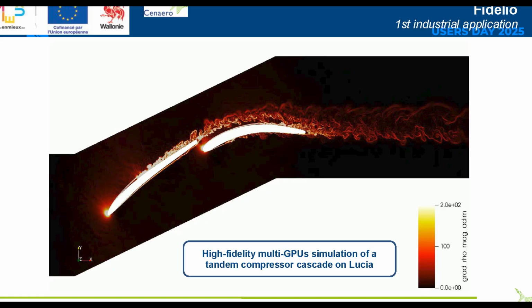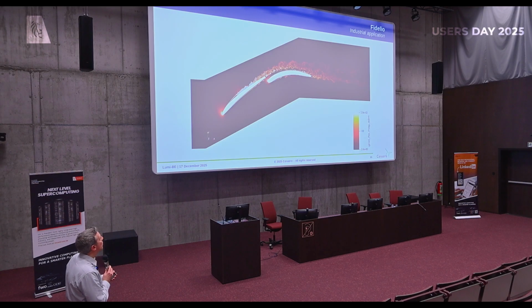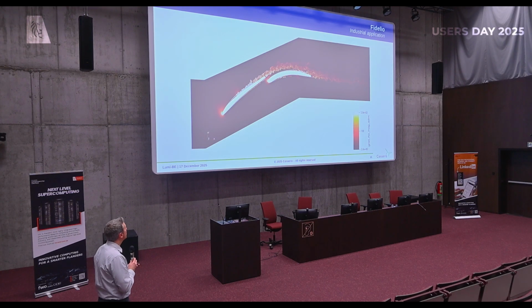I can't resist showing another nice picture, a nice movie that we've been able to generate. This is the first industrial application of our CFD code Fidelio, where we study a compressor blade. This is a blade that you encounter in turbomachinery, so aircraft engines. And we are studying here a novel design where, instead of having one single blade, we study two blades that are close together, which have nice properties in terms of operating range. I don't have the time to go through that.